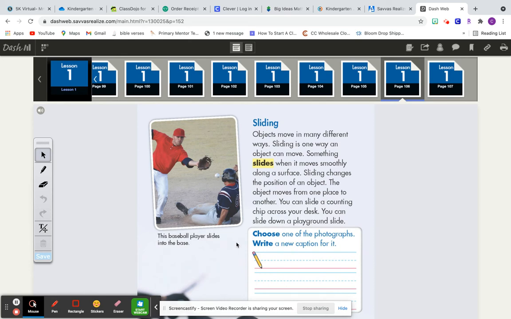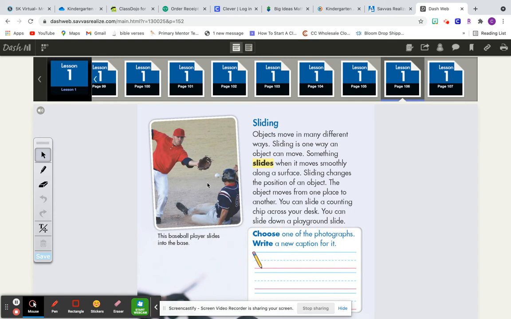All right, so this was another one of our vocabulary words, sliding. Objects move in many different ways. Sliding is one way that an object can move. Something slides when it moves smoothly along a surface. Sliding changes the position of an object. The object moves from one place to another. You can slide a counting chip across your desk. You can slide down a playground slide.